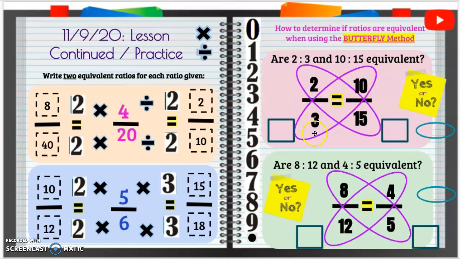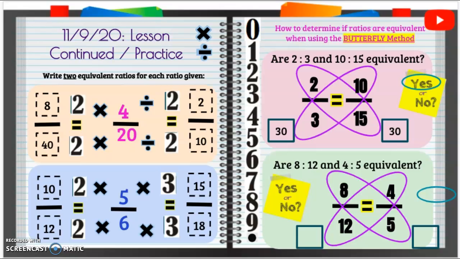So we're going to cross multiply. We're going to use our butterfly method and multiply. What's 10 times 3? I know 10 times 3 is 30. What about 2 times 5? That's 10. No wait, 2 times 15 is 30. 30 and 30. So are these numbers the same? Yes, they are. So if these two numbers are the same, that means these two ratios are going to be the same or equivalent. So I'm going to circle yes. Yes, they are equivalent. They're equal.